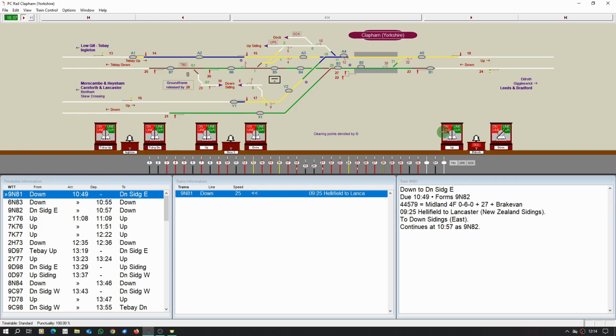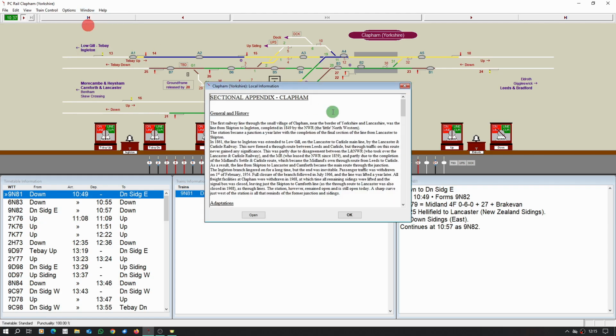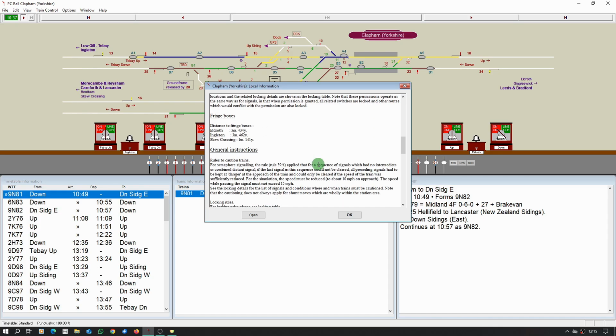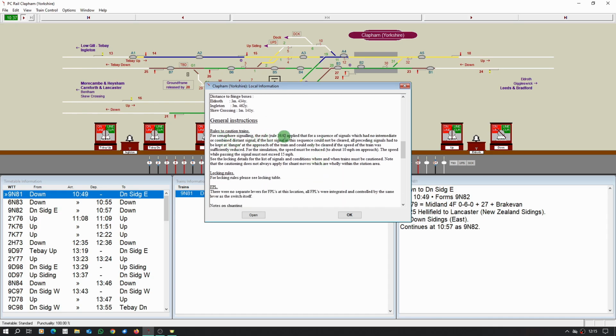Right, finally got train entry section, which I'll acknowledge, and then there's nothing else to do. If I clear 22 signal now, 23 signal, then I'm not applying this rule. 39A, I think it's called. It's in the local information if you remember. Just have a quick recap. Yes, the rule 39A, that was in the LBR rulebook. I'm not sure what it is now.